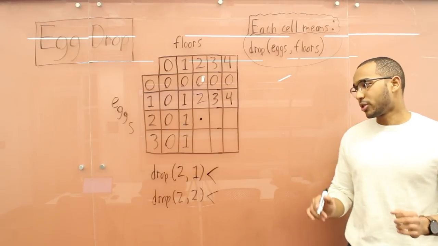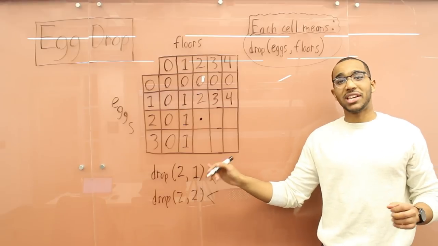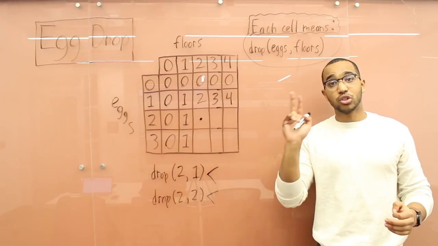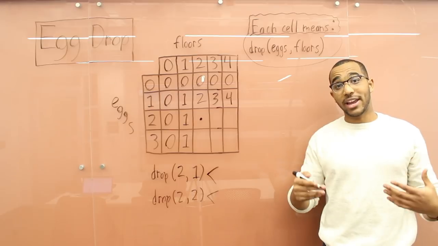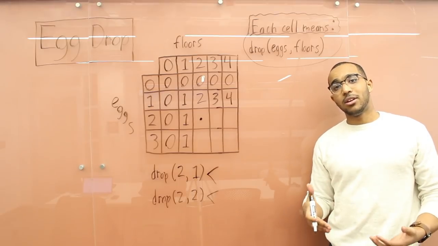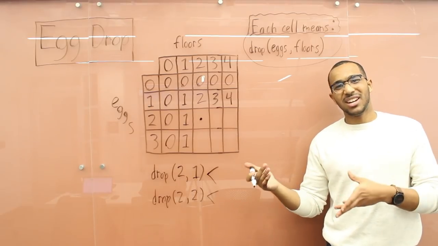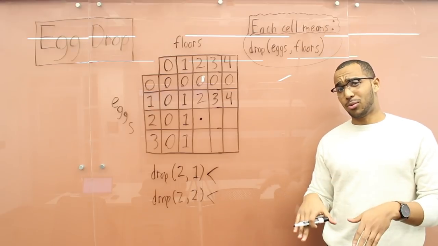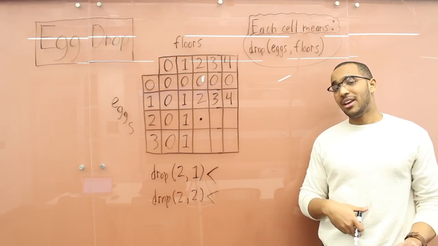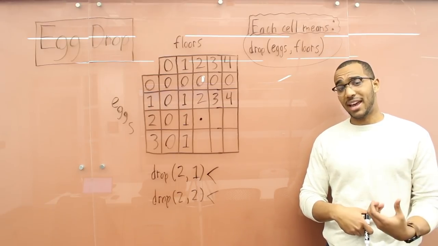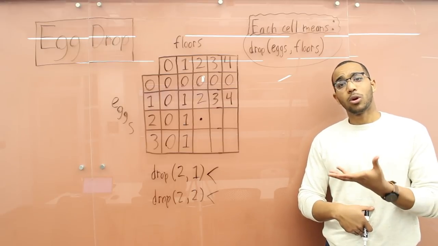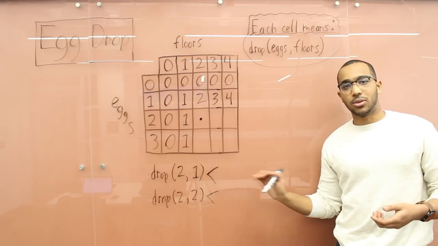So in order to resolve the competition, I need to do a simulation at the floor, and there's two possibilities. The egg breaks or it does not break. So if it breaks, then we lose an egg and we go downwards. If it does not break, then we're going to keep an egg and we're going to go upwards. So let's do each of those simulations.